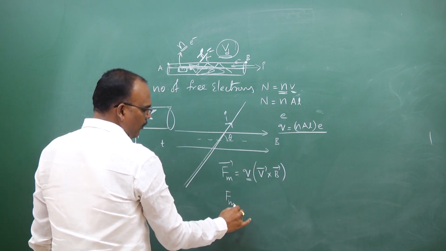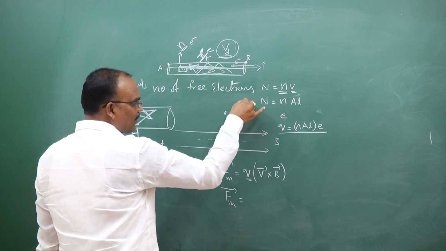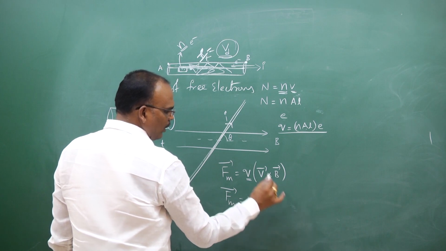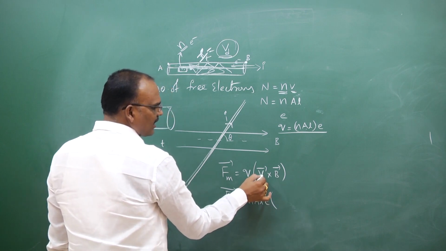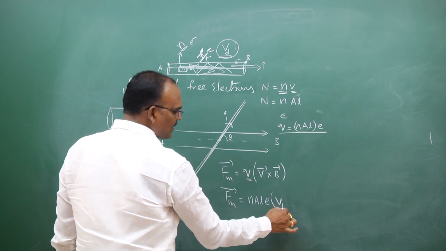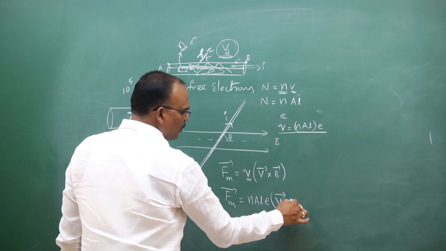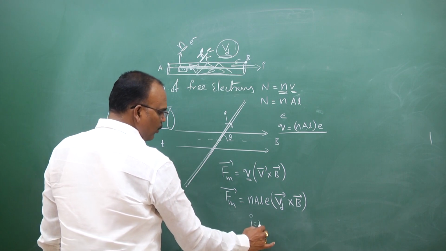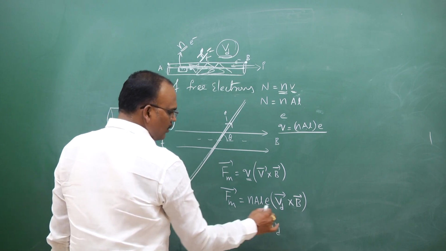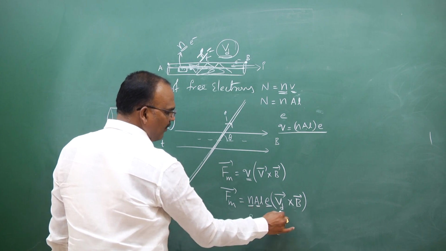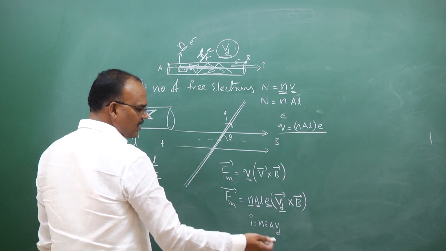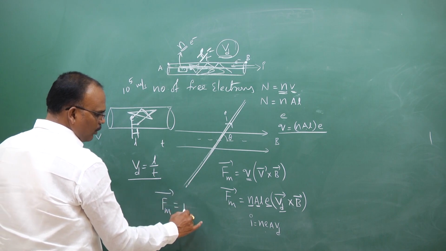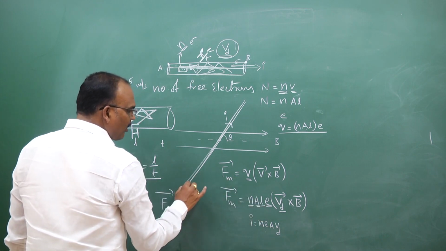So the magnetic force is equal to the total charge present in this conductor, n A L into e, into the velocity of the charged particle, which is the drift velocity, into the applied magnetic field. Now from current electricity, current I is equal to n e A v_d. So n e A v_d can be written as current. Current is a scalar physical quantity, so it can be brought outside. So the magnetic force F is equal to I into L, the length of the conductor.